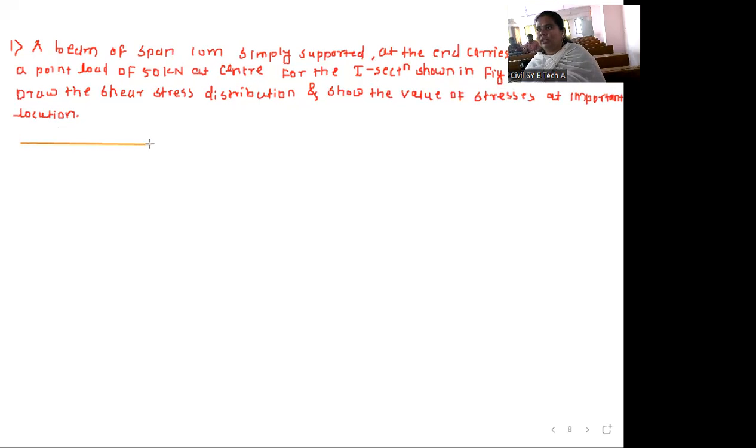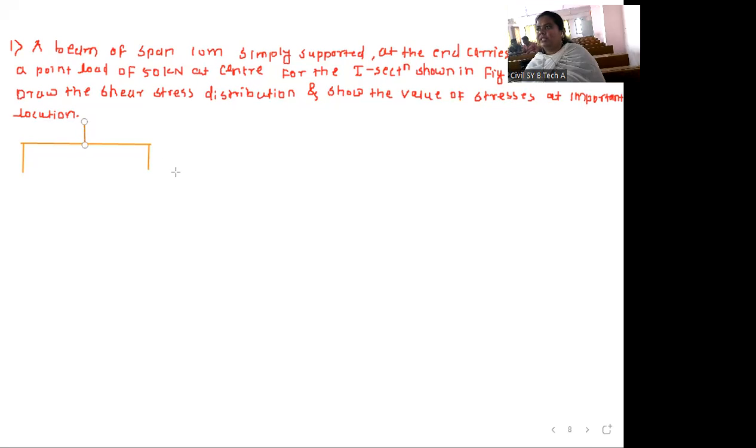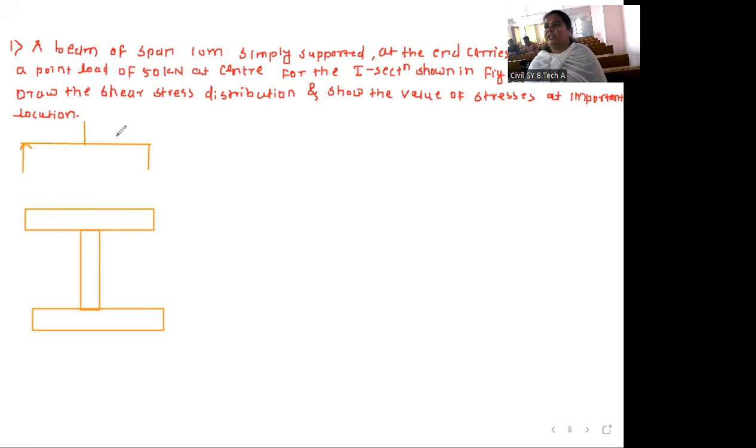So we will draw here the simply supported beam. This is the simply supported beam, and on that beam, one central point load is applied. For this, the I section is given, so I will draw the section here. This symmetric section is given. The span of this simply supported beam is 10 meter, so 5 meter here and 5 meter here, and the intensity of this central point load is 50 kilonewton. From this, you have to find the reaction at A, that is the shear force at A, and the shear force at B.